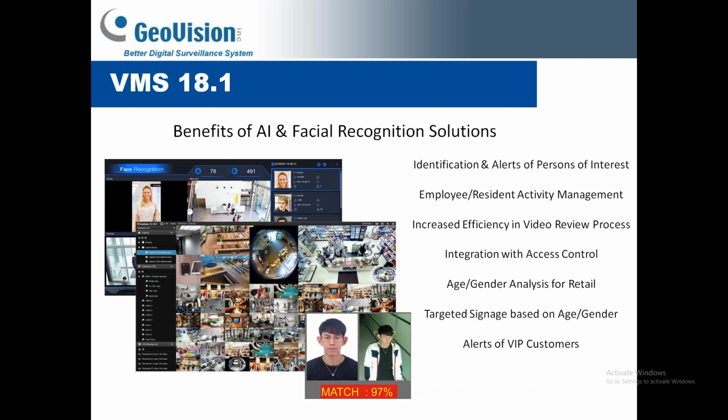But just providing the convenience of allowing facial recognition to integrate with access control and unlock a door based on someone's face. Looking at a specific vertical market, retail is a great application for things like artificial intelligence. You can do things like age and gender analysis, provide targeted signage based on that age and gender demographic, and then also get alerts based upon VIP customers that are coming into your facility. So if you have, say, a repeat shopper or someone that you want to take extra care of, you might be able to get a real-time alert based on their face whenever they show up at your facility.